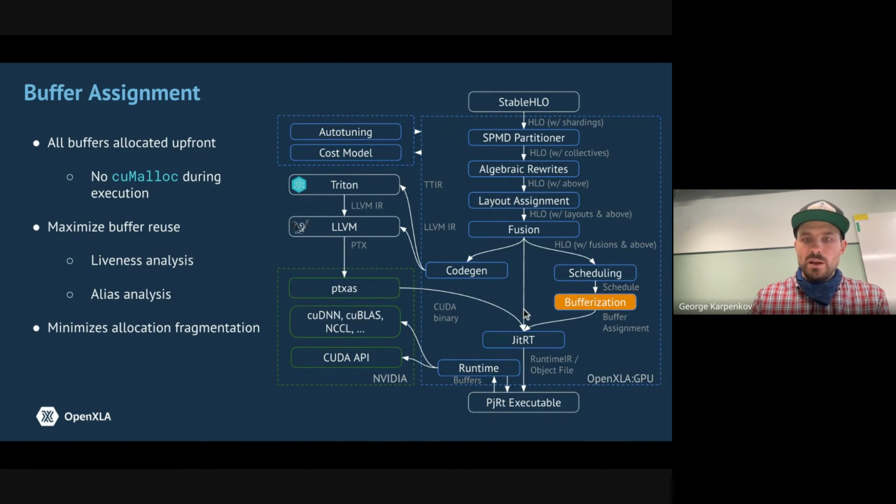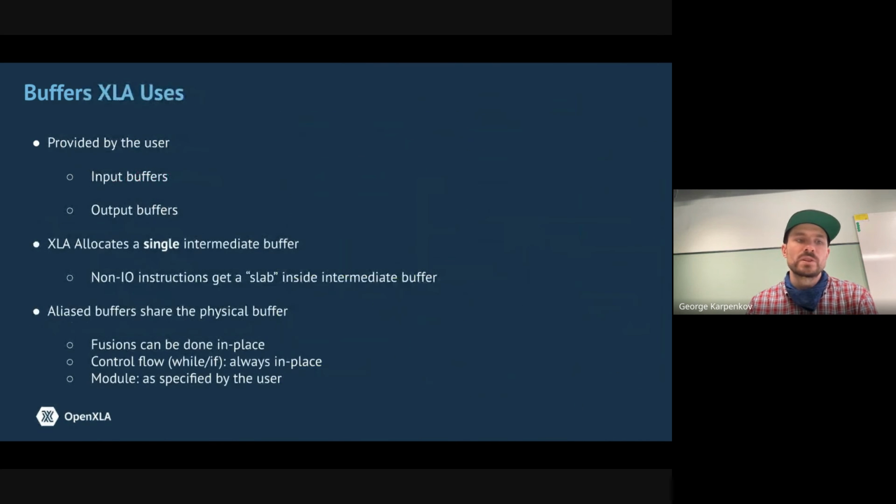Okay. And once we did the scheduling computation, we have a separate stage called buffer assignment. XLA doesn't call malloc during the execution. Everything is allocated upfront, and then it tries to minimize fragmentation and maximize buffer reuse in order to reduce the intermediate buffer as much as possible between all the different instructions.